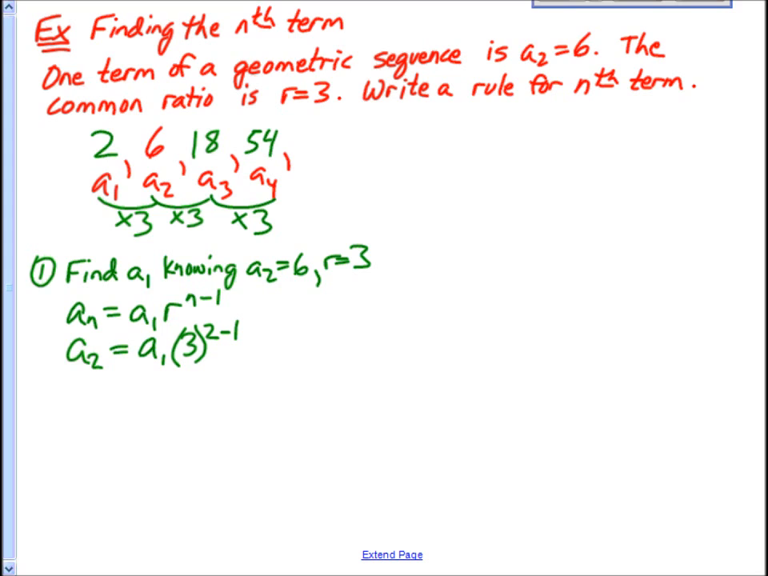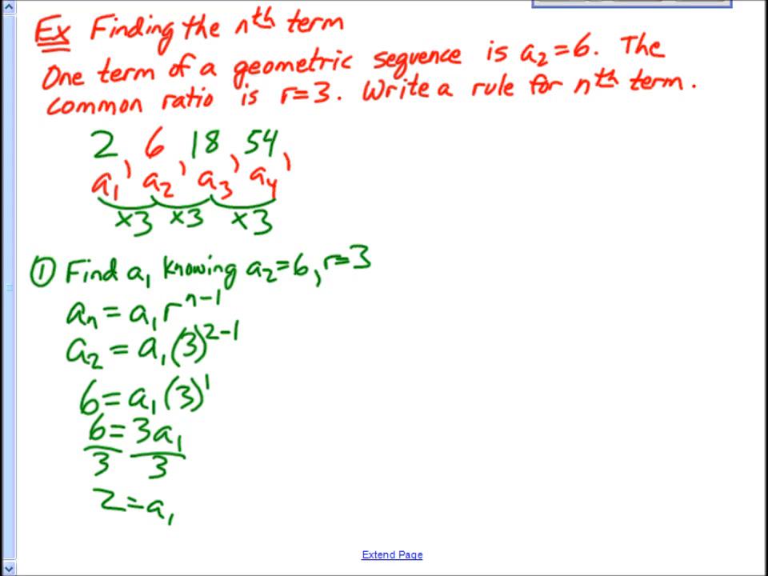Okay, and what was A2? A2 was 6. So I fill it in on that second line. And we got 3 to the 1, right? So 6 equals 3 times A subscript 1. Divide both sides by 3. So 2 is our first term.